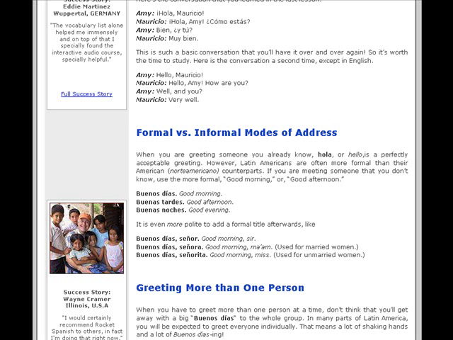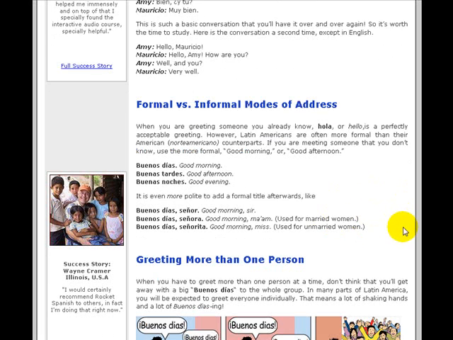So in this one, they start off with some basic conversation like they did in the last lesson for the previous day. Hello, how are you? How have you been? Very good. And then they go into things like buenos días and buenos días, señor, buenos días, señora. These are forms of speaking formally to somebody in Spanish, and it's very important to know.